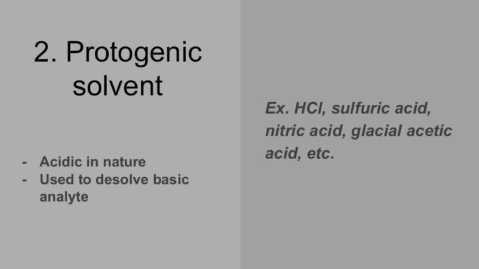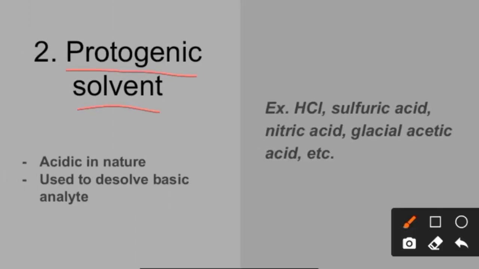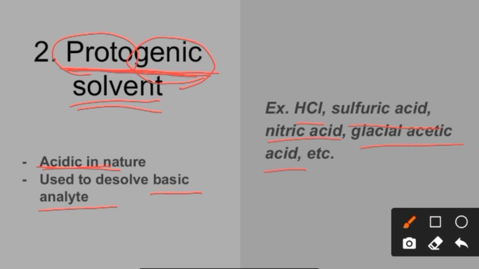Next is protogenic solvent. Protogenic solvents are acidic in nature because they donate the proton. Proto means proton and genic means generate or donate. Protogenic means proton generate or proton donate. So it is called acidic and used to dissolve the basic analyte. Examples of protogenic solvents are HCl, sulfuric acid, nitric acid, glacial acetic acid. All these are acids and they donate the proton. So it is called protogenic solvent.